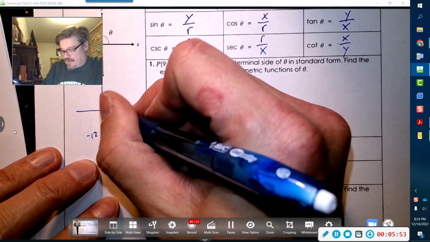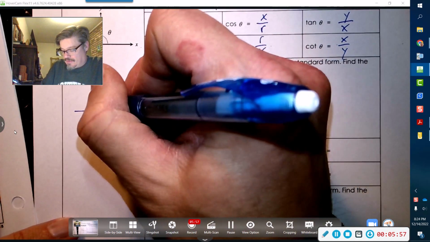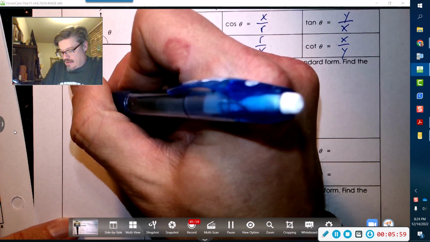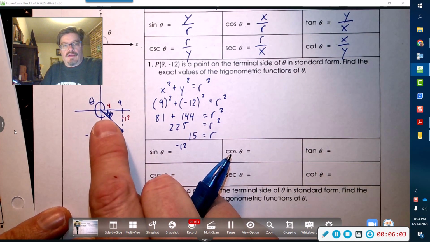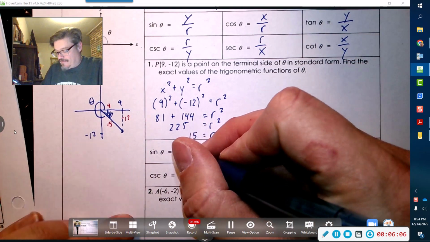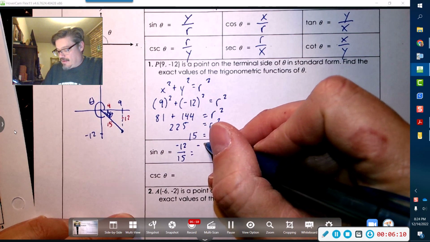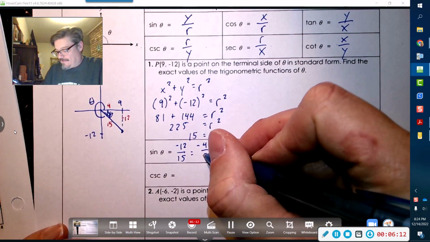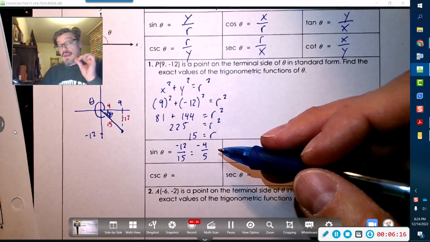Okay, so we can look from here. Actually, no. Actually, what we want to do is we want to look from here, which makes it even kind of stranger. But all the way from here, it looks like we've got negative 12 over 15, which can reduce, 3 will go into both, to negative 4 over 5. But notice that the sine is now negative.